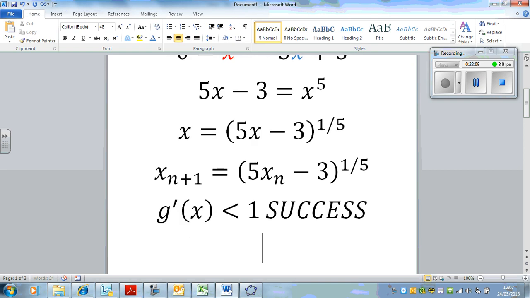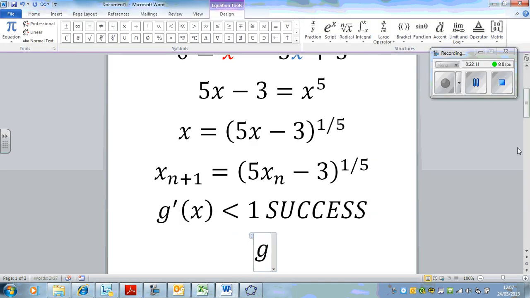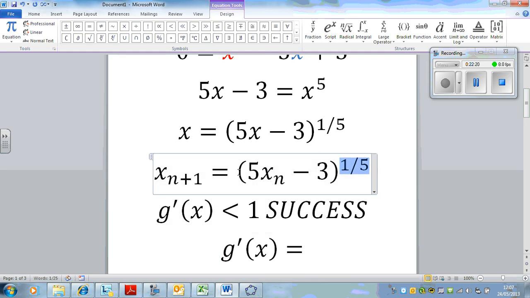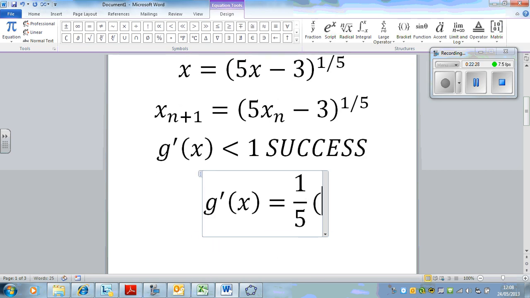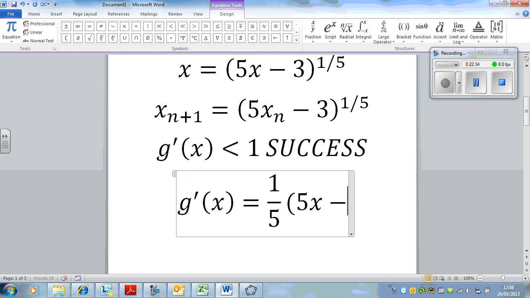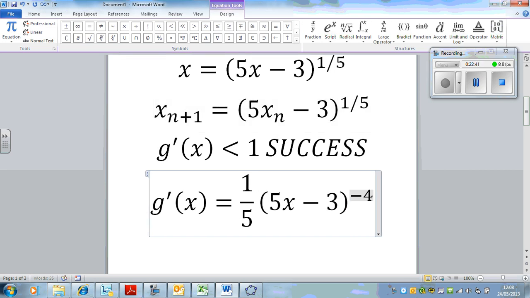Now to differentiate this, to show that g dash of x, we actually need to use a method in Core 3 for this, but it's not a problem. Here we've got a power. We're going to bring that power down just as we would normally. So 1/5. Now that becomes 5x minus 3 to the power of, now if we were taking 1 off a fifth, it would become -4 fifths.